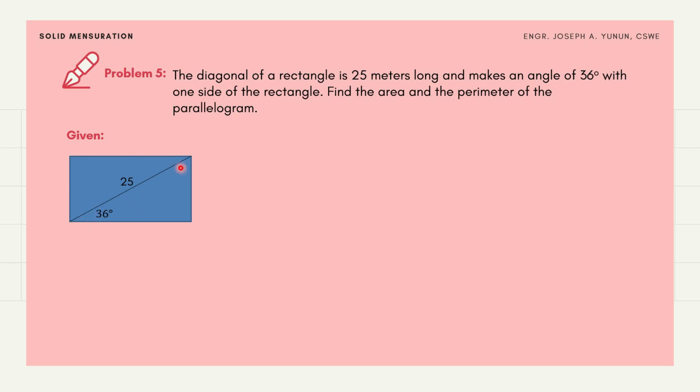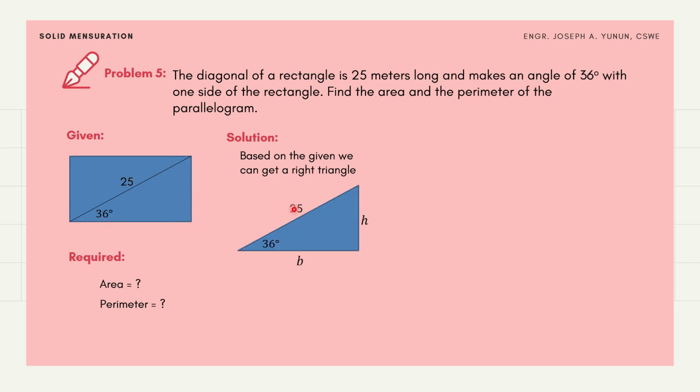Based on this one, which among those two interior angles of a rectangle is greater? Probably this side, so I'll just put 36 degrees here. Similarly, if you indicate 36 degrees here, you can also do that. The required are the area and the perimeter. So solution: we need to determine first the sides of the rectangle. I may want to use a right triangle here, so probably this triangle, the right triangle.